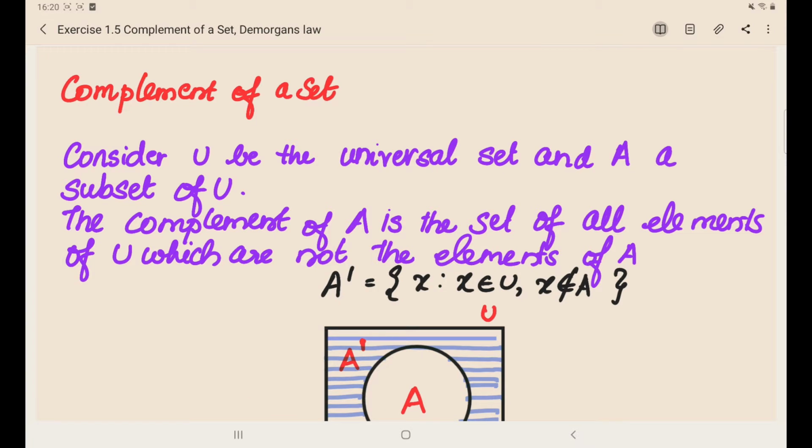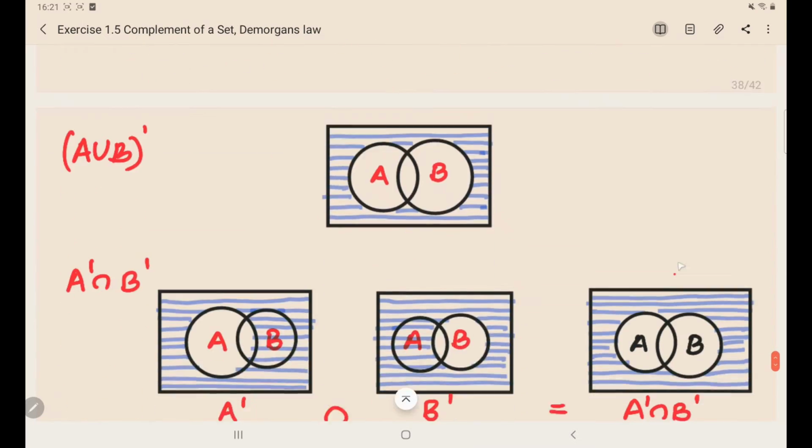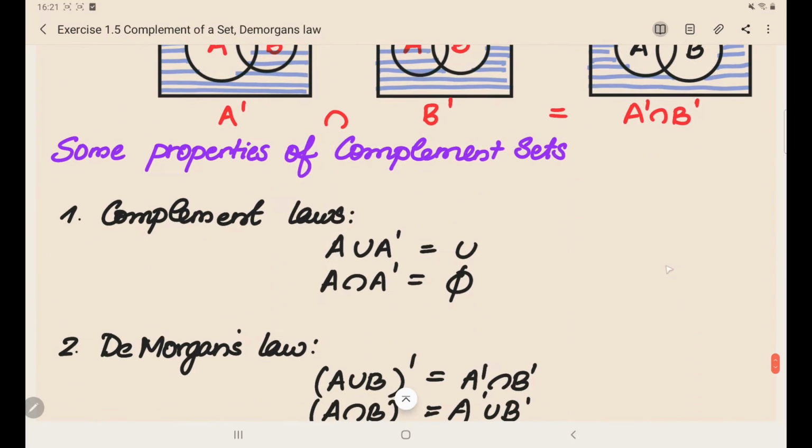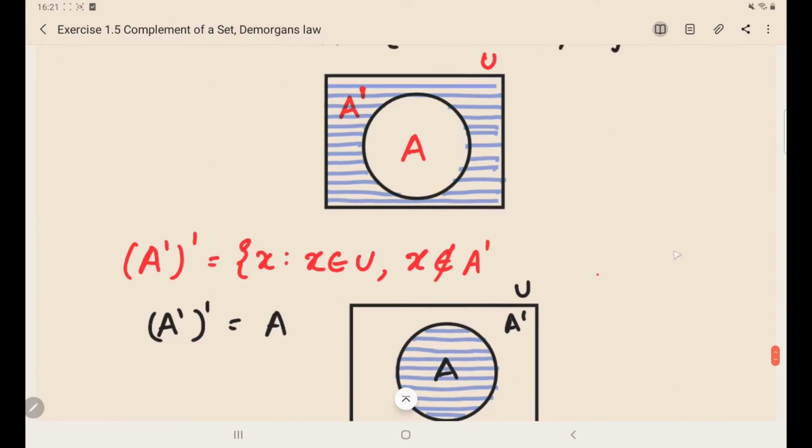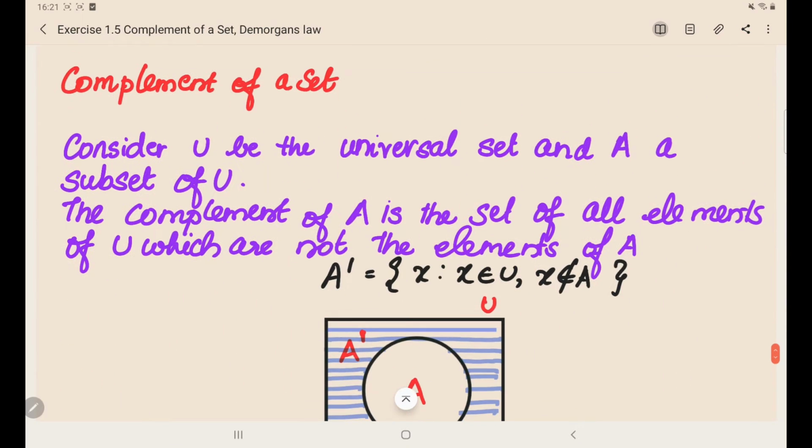Hello everyone. Today we will be discussing the theoretical explanation for exercise 1.5, that is about the complements of a set, then about what De Morgan's law is, and then we'll learn how to prove the laws using Venn diagrams and some properties of the complement set. Okay, so first let's directly start with what is a complement of a set.